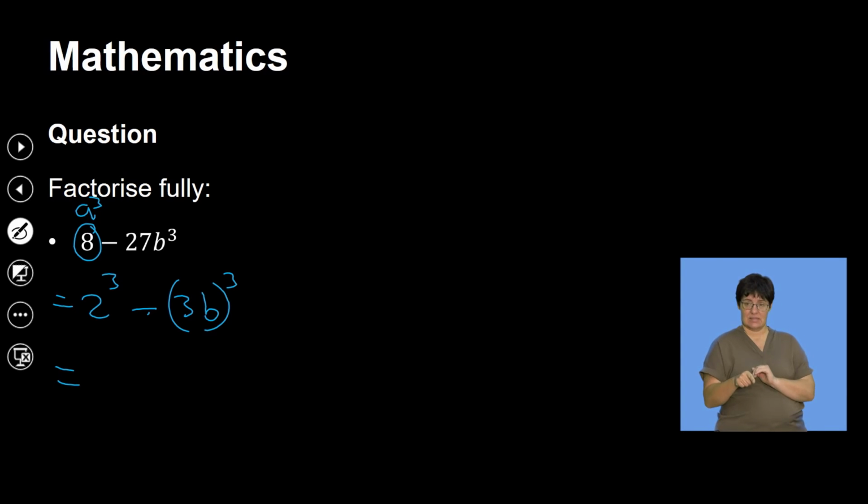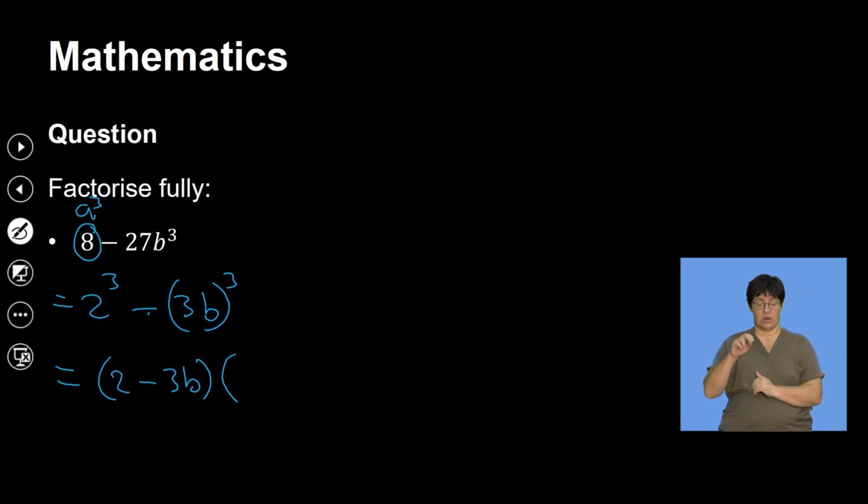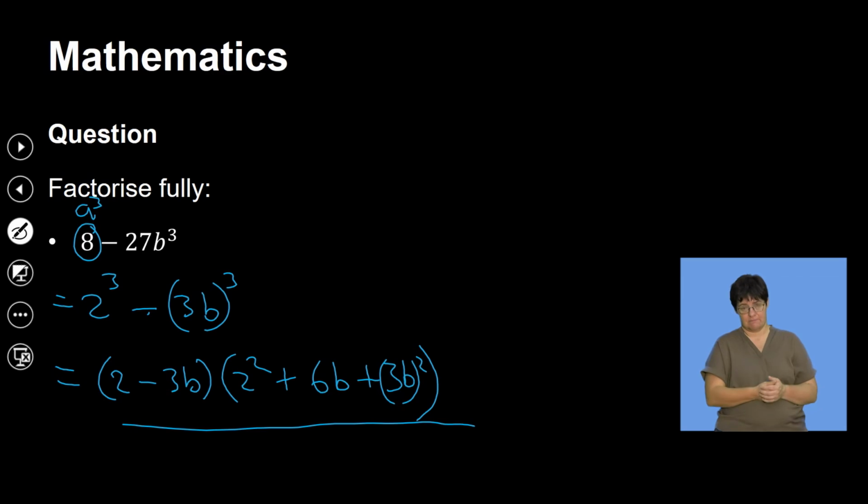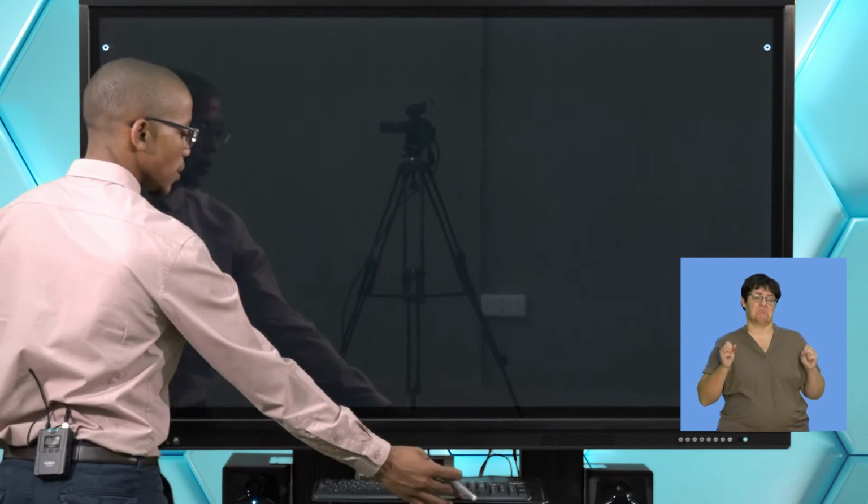If it's a minus there, the binomial will have the same sign, so it will become 2 minus 3b. The trinomial will then be 2 squared, but the middle term will have a plus, which is 2 times that, that's 6b. And then the last one is always a plus, which is 3b. All of this must be squared. And then you can simplify it further to get the answer from there. And then you will be okay.